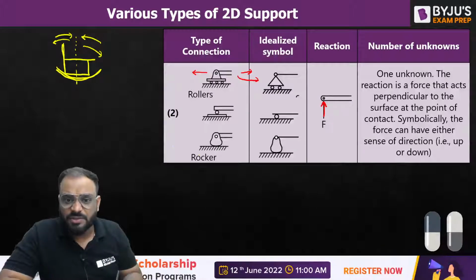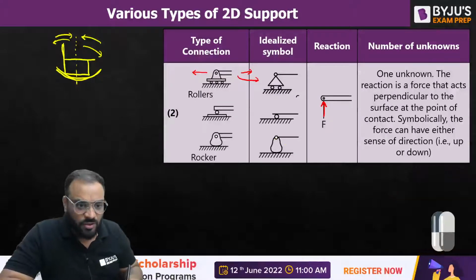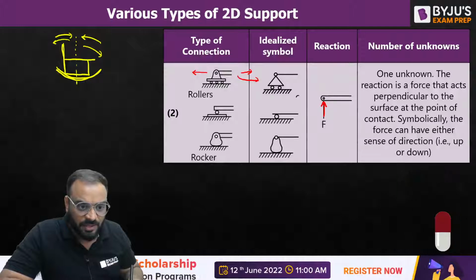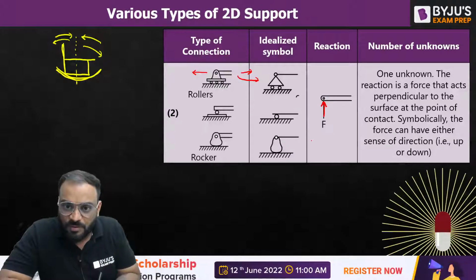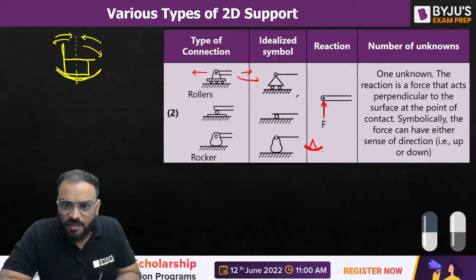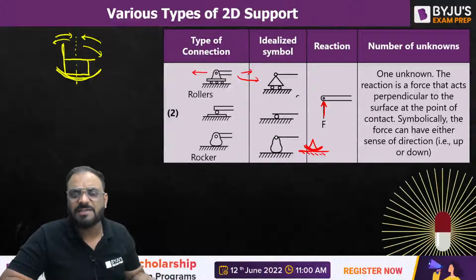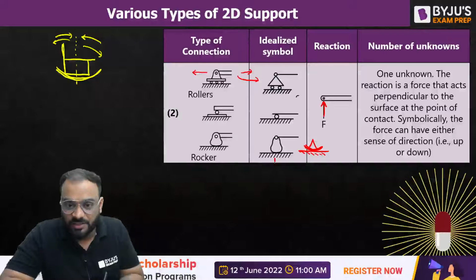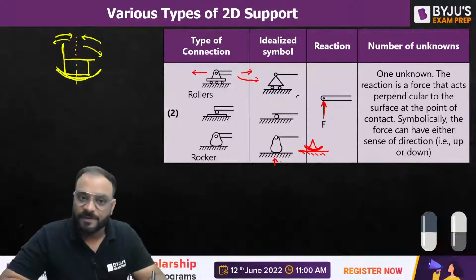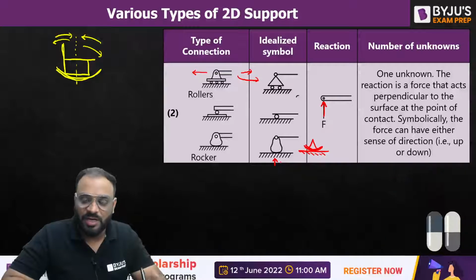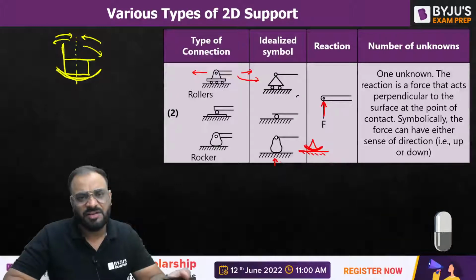Now you can represent this rocker support like this, or you can represent it in this manner also. Let me show you that. You can draw a triangle and put a curved surface at the bottom, which is placed on a horizontal surface like this. So you can make a rocker support in this manner also. Now again guys, in this particular case you find only a single reaction, which is a vertical reaction like this. Clear? So rocker and roller will have only a single reaction, which is generally a vertical reaction.